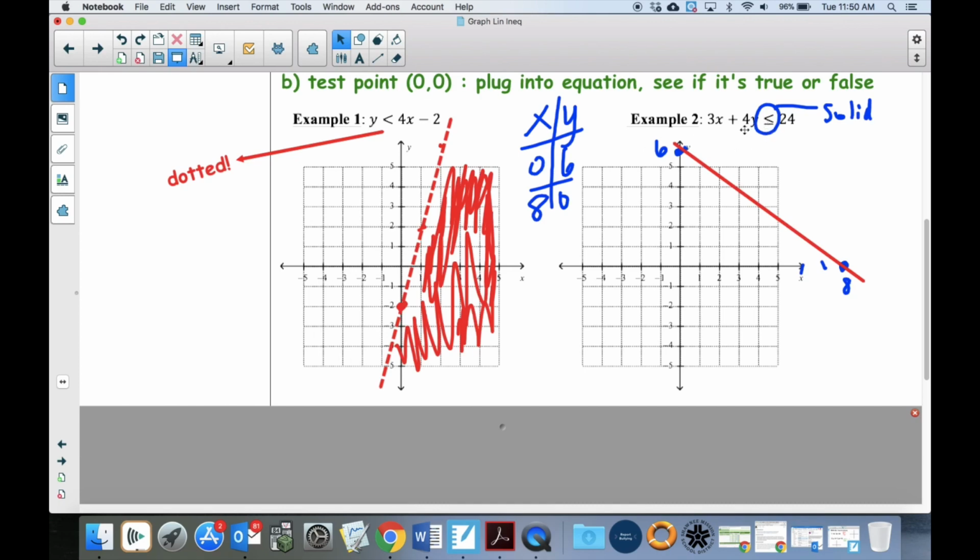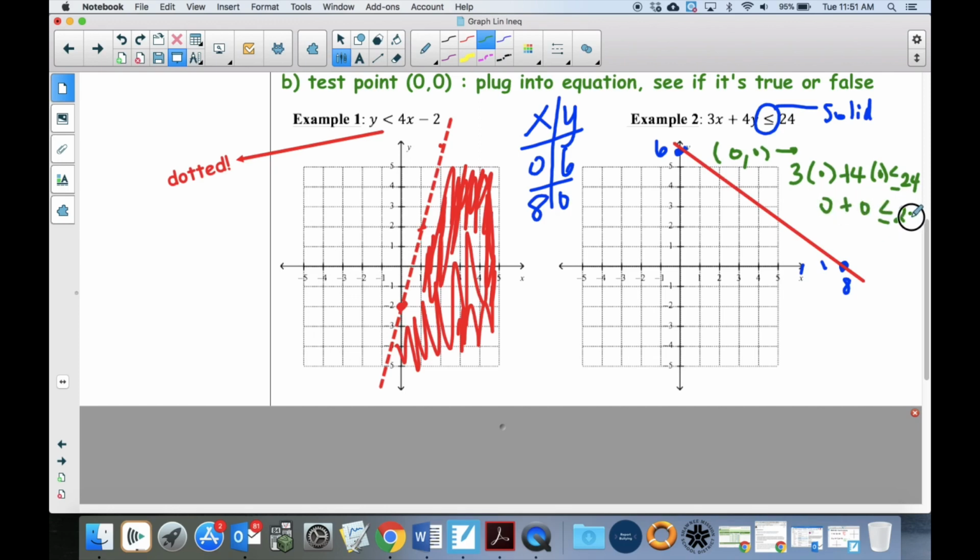Now, let me go ahead and talk about the test point. Most people, it's not their favorite way, but I want to make sure we understand it so that we see what we're doing. If I take the point 0, 0, and I plug it in, then I'm going to have 3 times 0 plus 4 times 0, and I'm going to see if that is less than or equal to 24. Okay, well, 0 plus 0 less than or equal to 24. Yes, 0, 0 is less than 24, 0 plus 0.